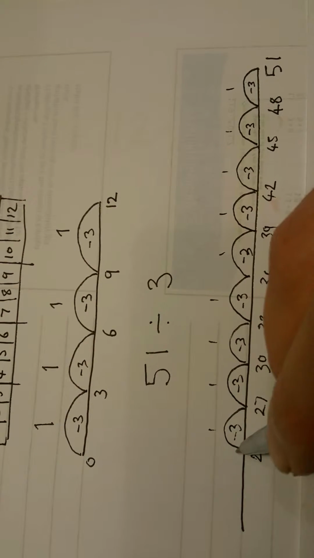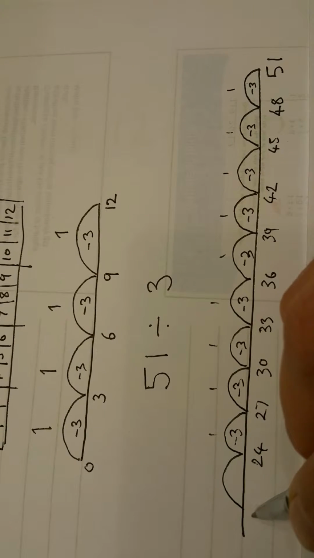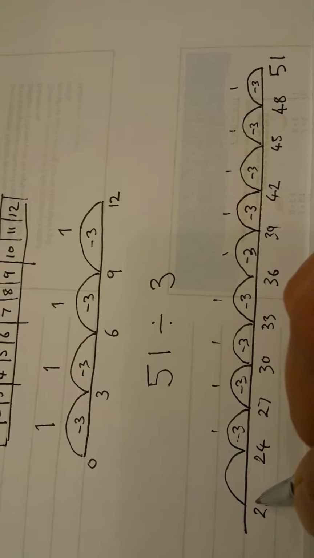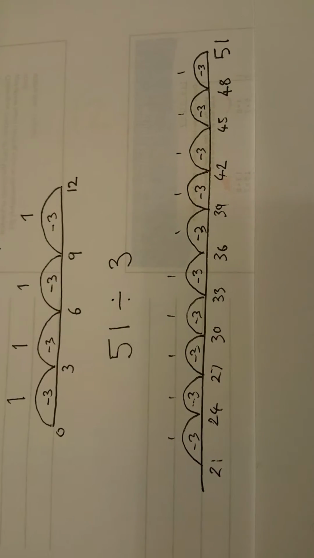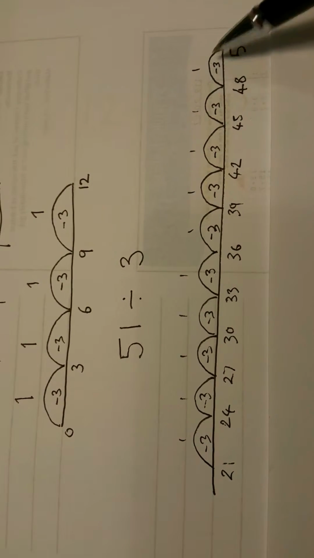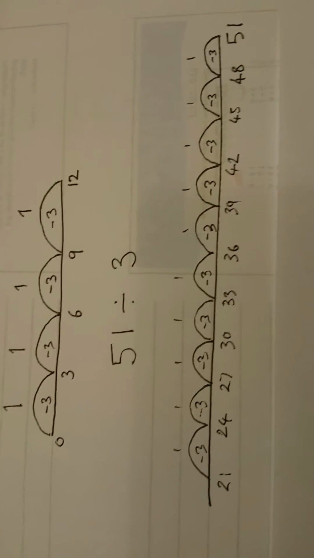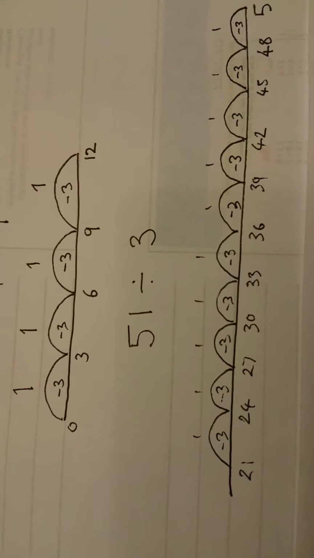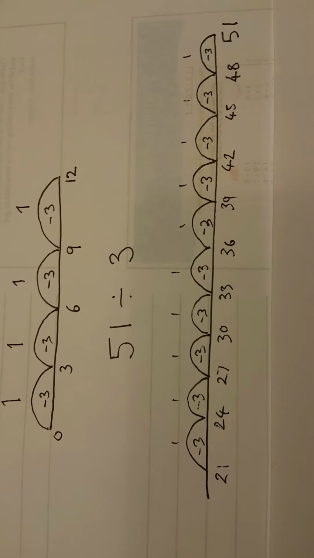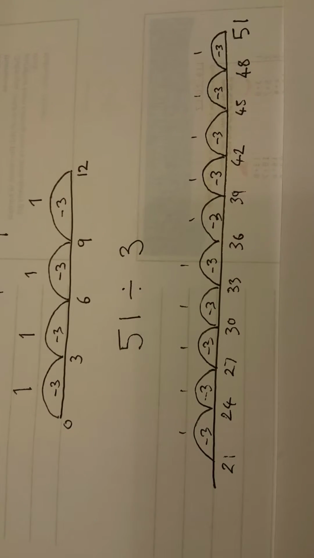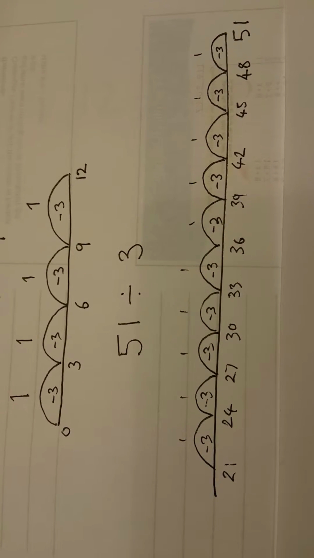And another lot of 3 takes us to 21. And it took ages, and I've drawn so much just to take away how many lots of 3? 1, 2, 3, 4, 5, 6, 7, 8, 9, 10 lots of 3 just got me to 21. I'm not going to keep going. Like I said, it takes too long, and I might make a mistake.